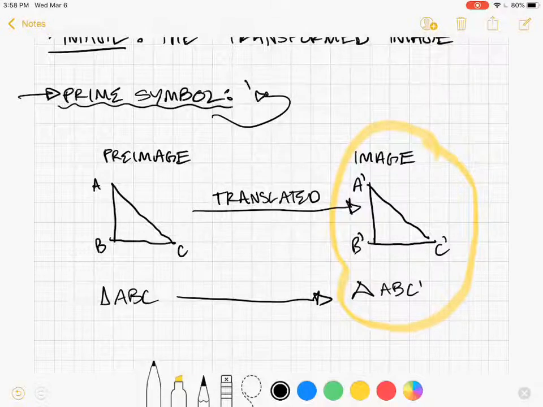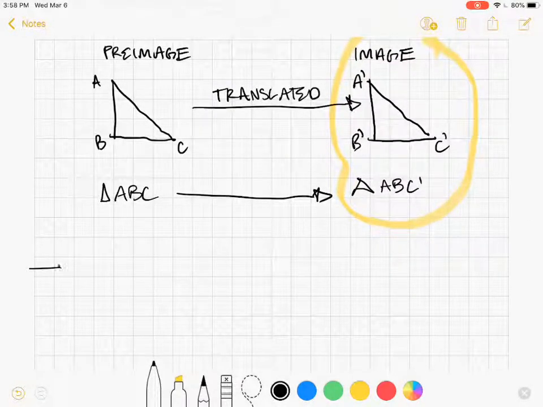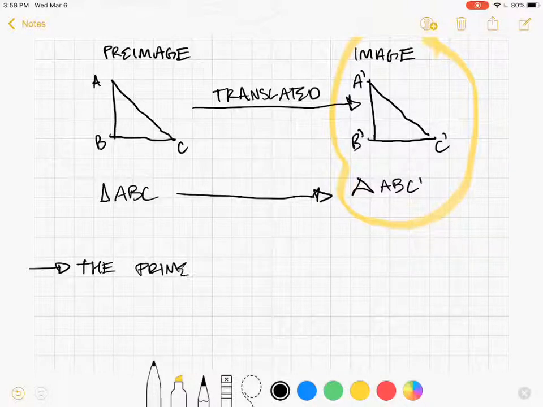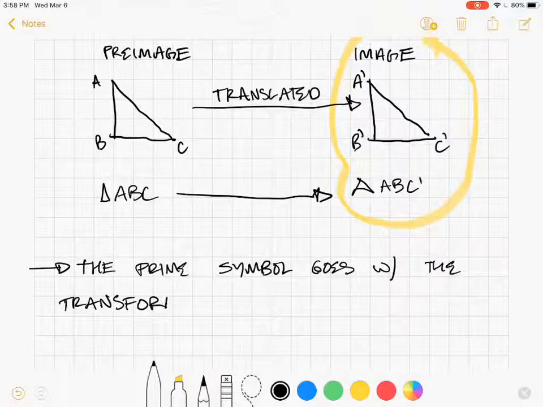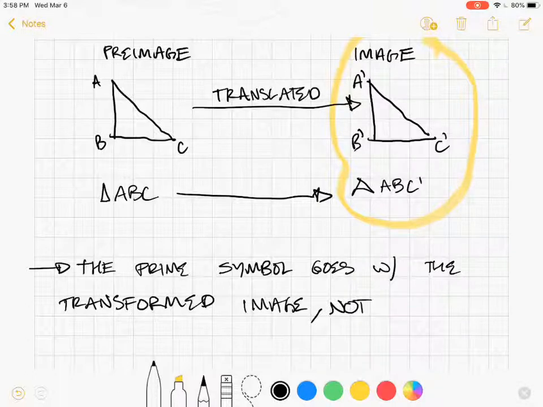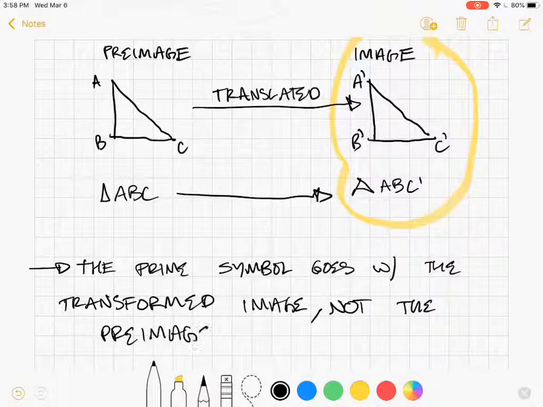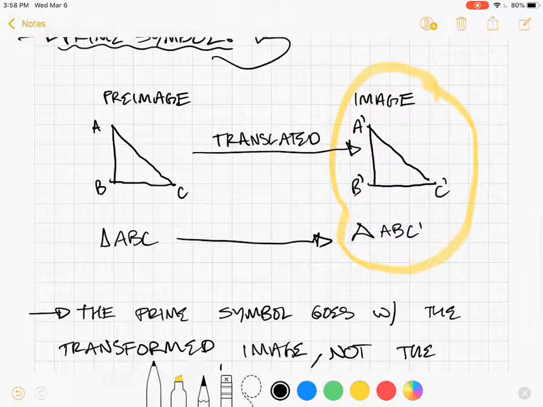Okay, so let's make one quick note of that at the bottom of our page. The prime symbol goes with the transformed image, not the pre-image. That's really important to note. So if you see prime symbols, you know that that image has been transformed.